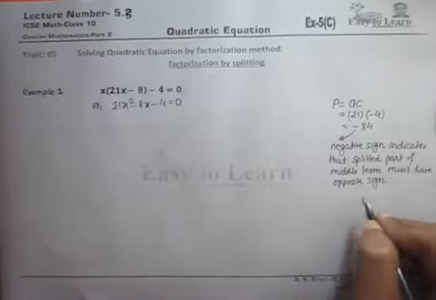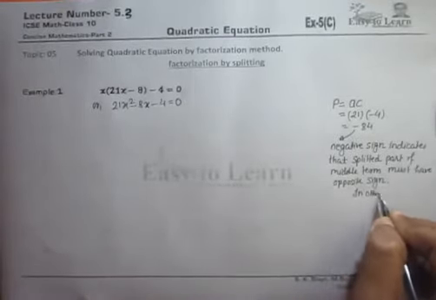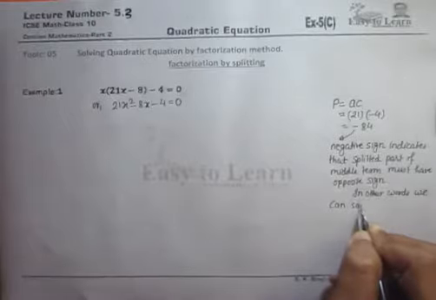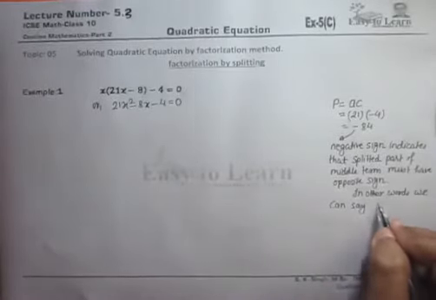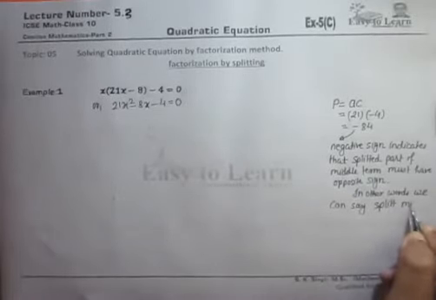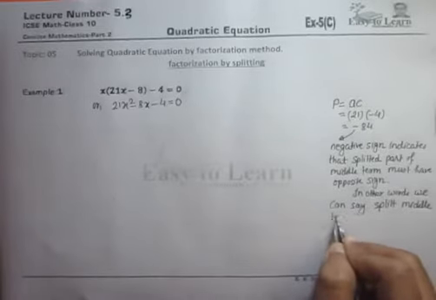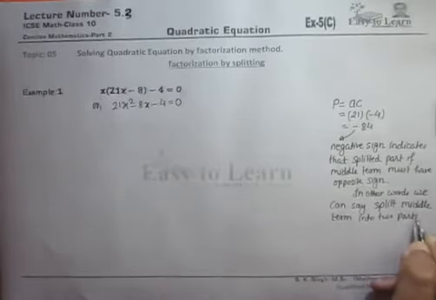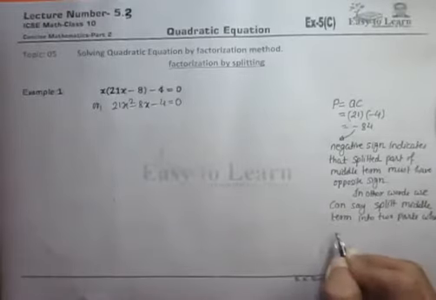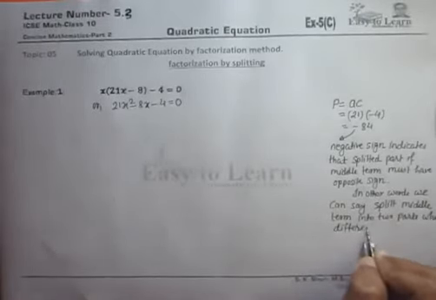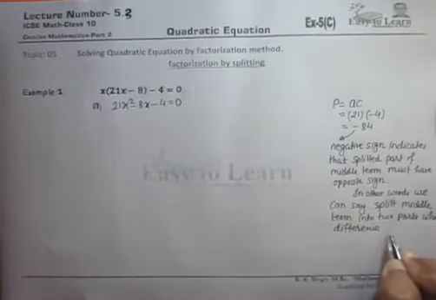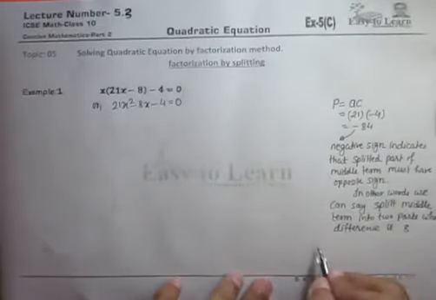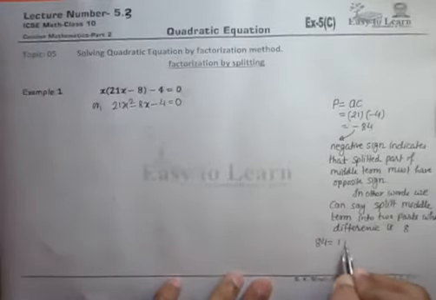So in other words, we can say split the middle term into two parts whose difference is 8. So here 84 can be written as 1 into 84.